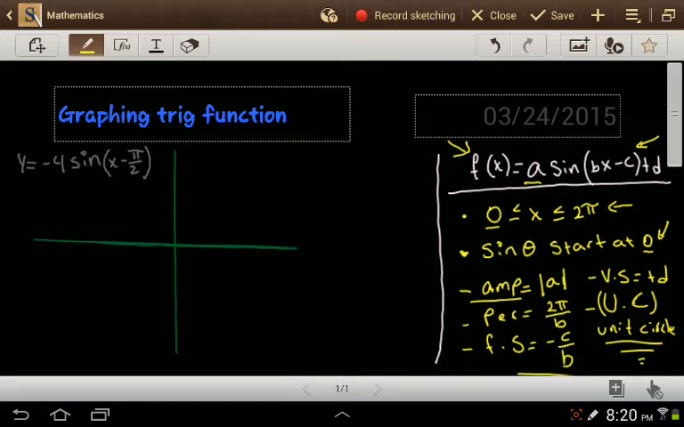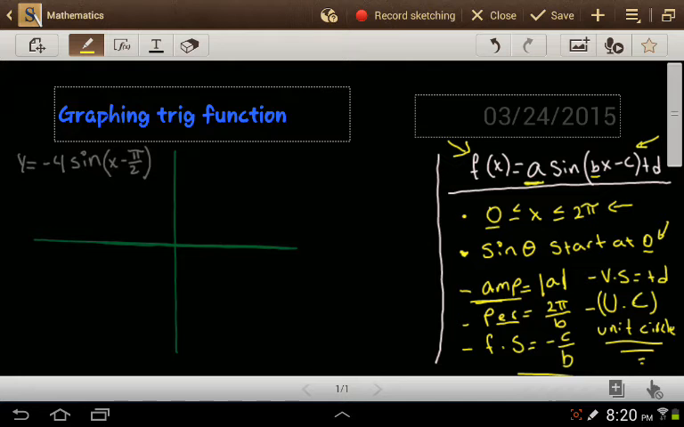You need to know the amplitude. It is the absolute value of A, A being the constant up there. You need to know the period. The formula is right here. It is 2 pi over B, B being the constant from the formula.